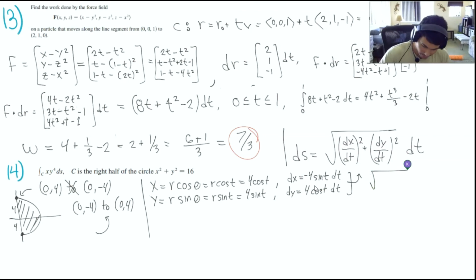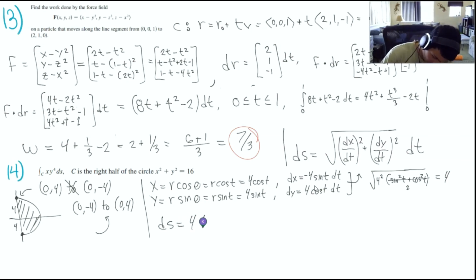It's going to become, and if you square everything, you get 4 squared sine squared t plus cosine squared t. You get that, and then you know that this will just equal 1, right? And then 1 times 4 squared is 16. 16 square root is 4. Okay. So ds is equal to 4 dt. There we go. So now let's rewrite our integral.